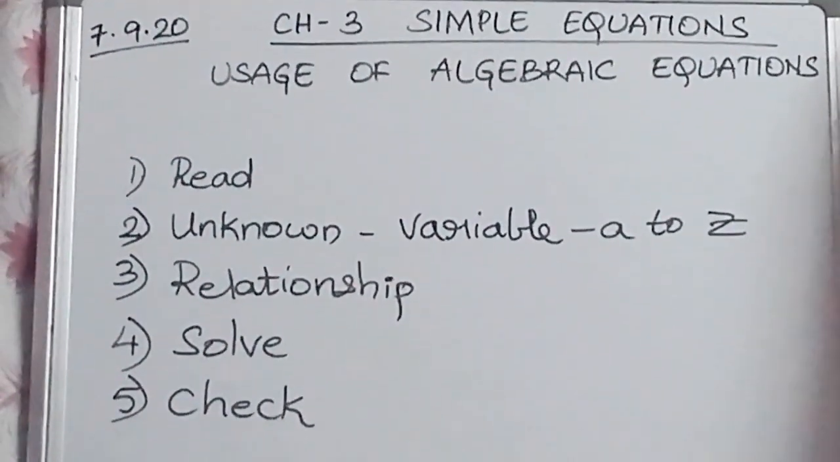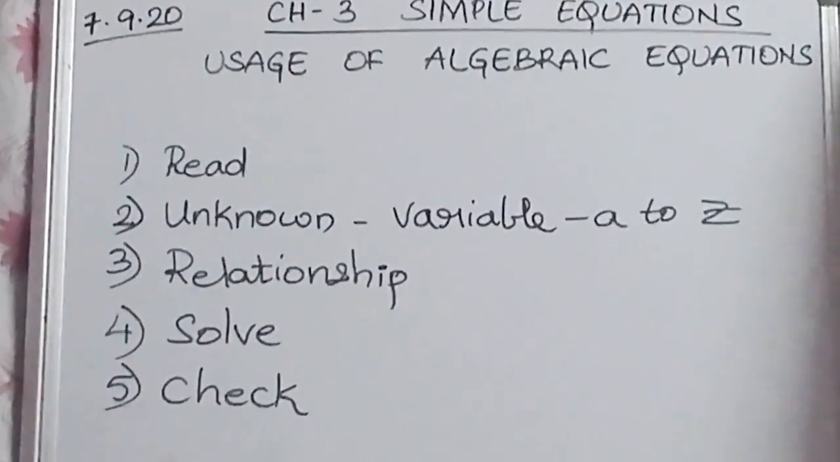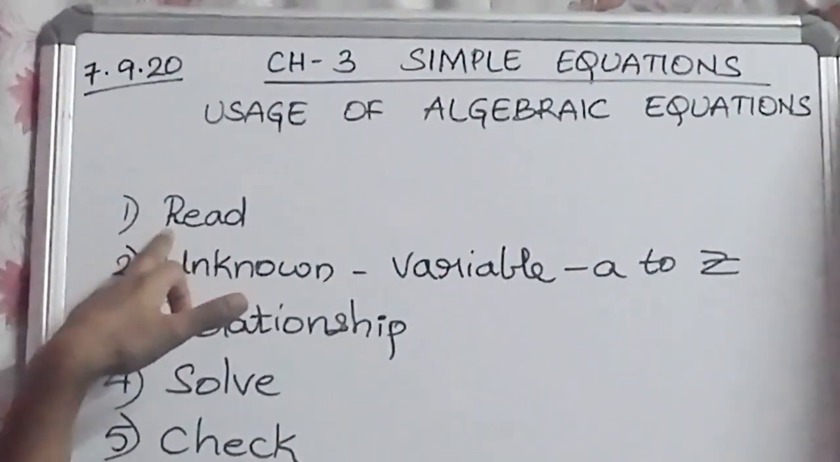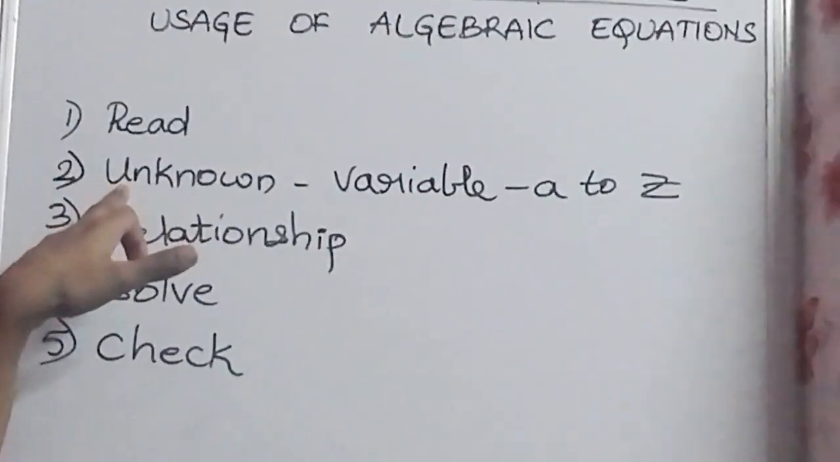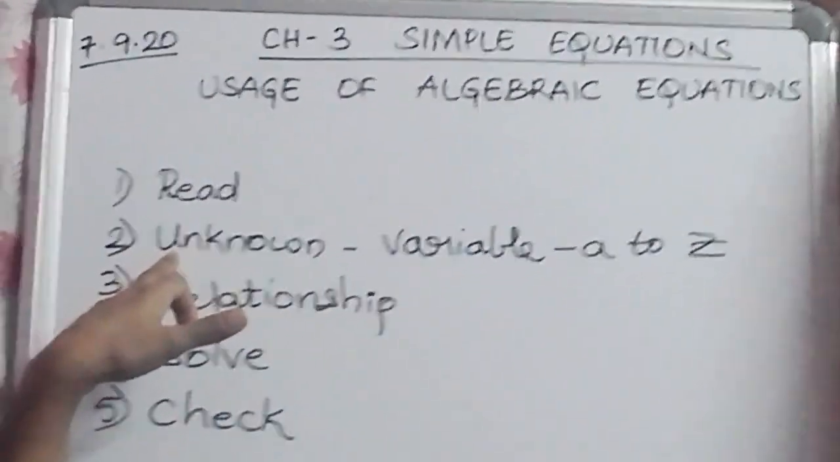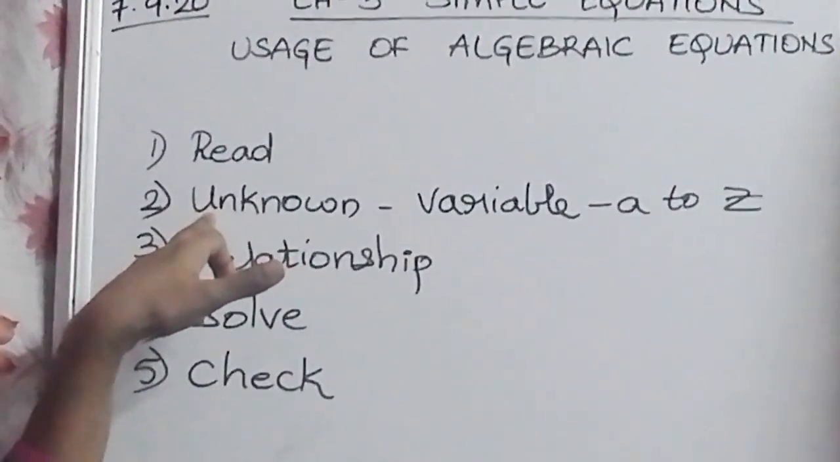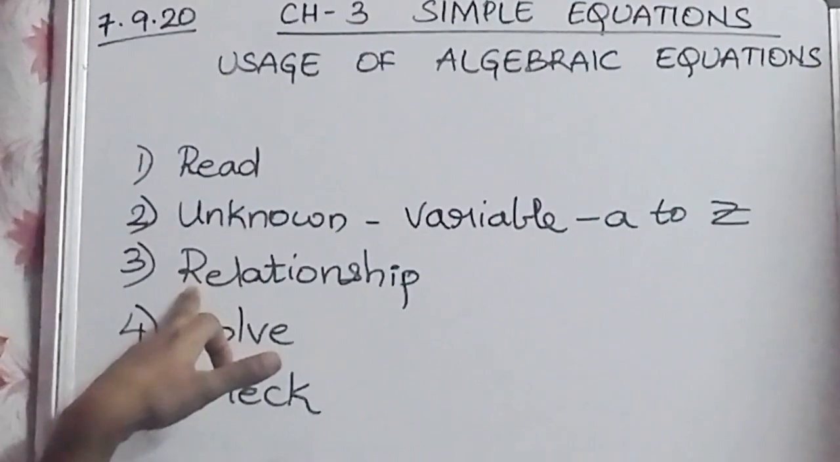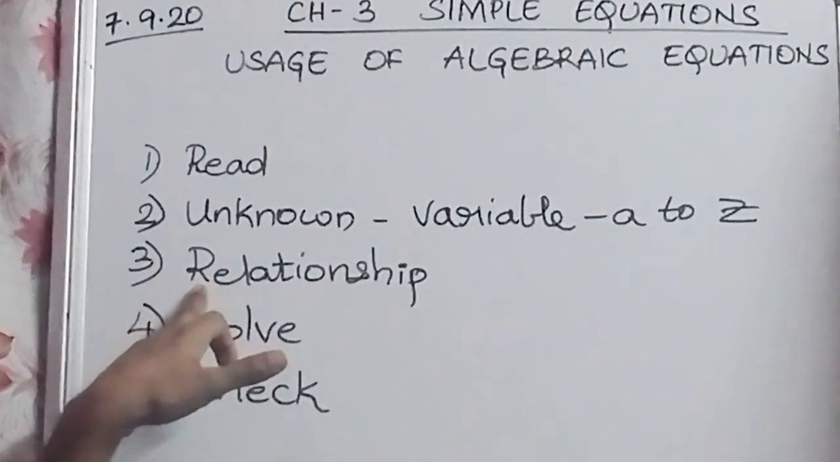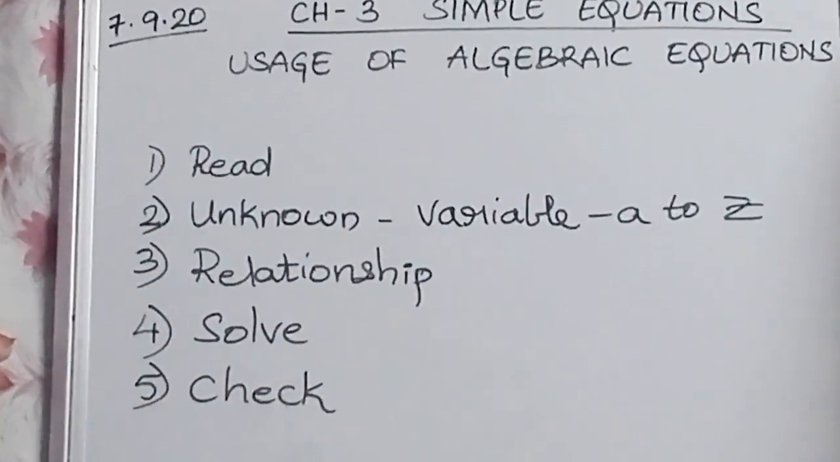When a word problem is given, the first step is you should read the question carefully. The second step is you have to find out what is the unknown value. Which value to be taken as unknown, that you have to decide. Then you should read the question carefully and write whether it is addition, subtraction, multiplication.